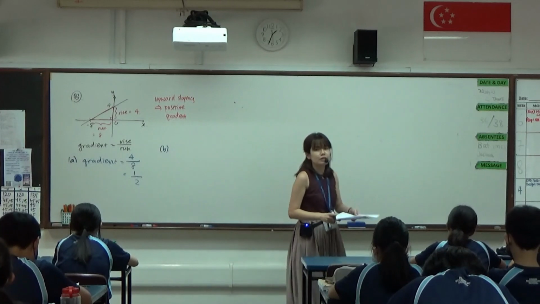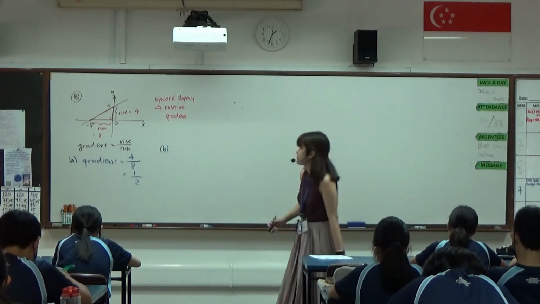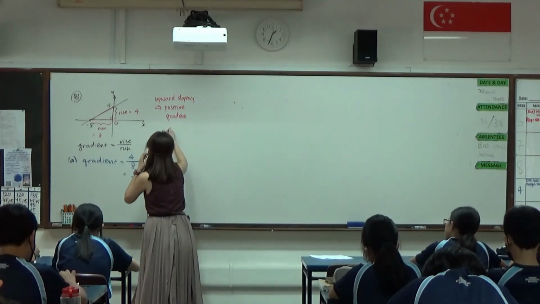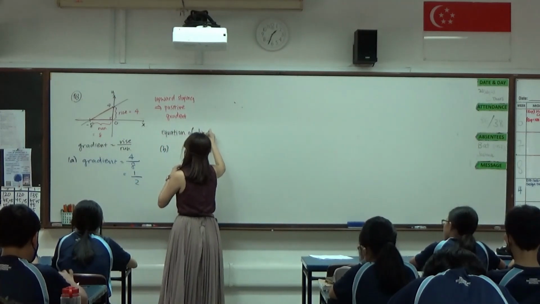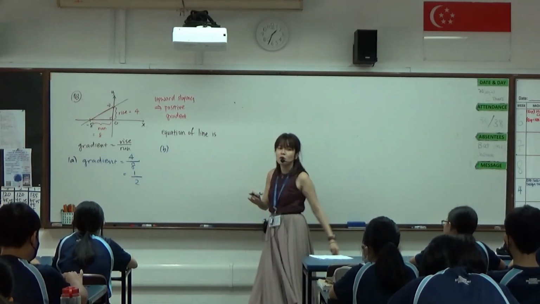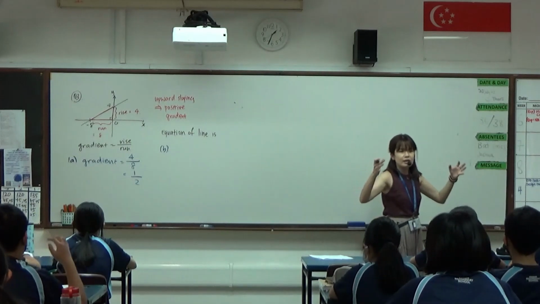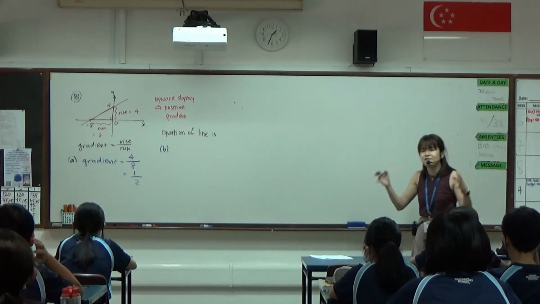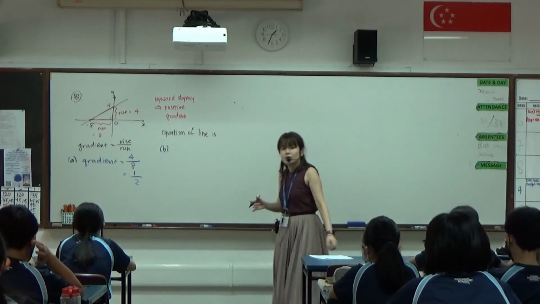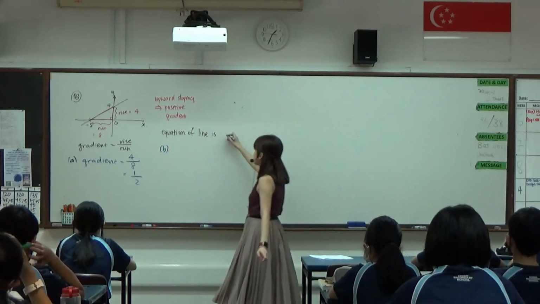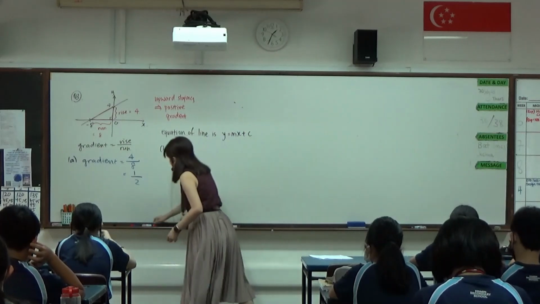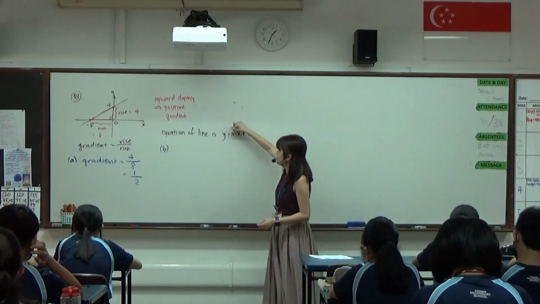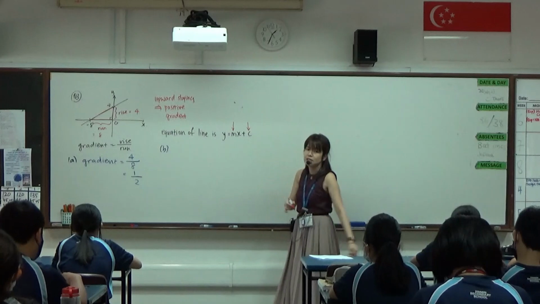Then part B asks us to find the equation of a straight line. For the equation of a straight line, it always follows a certain format itself. What is the format that we follow? y equals mx plus c, right? But we must always look for what numbers. We must know the value of m and we must know the value of c.